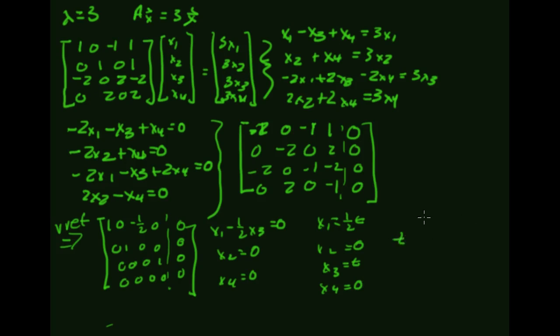So anything in the form of t times 1/2, 0, 1, 0 will be an eigenvector. The problem here is that when we did lambda equals 0, we got 2 eigenvectors. And when we did lambda equals 3, we got 3 eigenvectors. In order for this to be diagonalizable, I need 4, because it's a 4 by 4 matrix. I don't have 4 linearly independent eigenvectors.